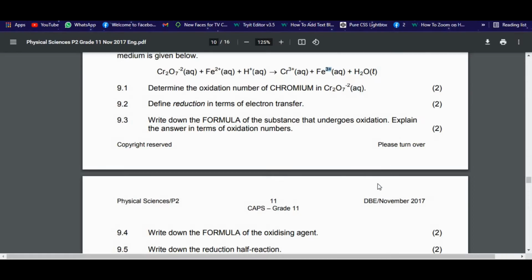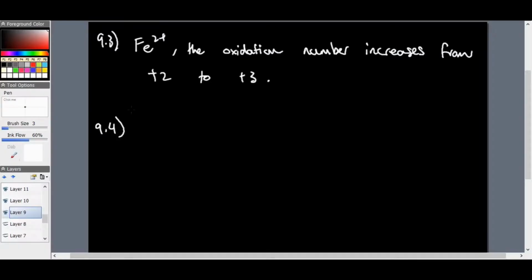This is awesome. All right, 9.4 says write down the formula of the oxidizing agent. Now remember, the oxidizing agent is the substance that got reduced. All right, and the substance that got reduced, well, you can write two answers here. You can write Cr6 plus, which is the charge on chromium, or write down Cr2O7 2 minus, either one of those. I personally just advocate writing down the entire thing, bearing in mind that only the chromium got reduced. Okay, but either or is up to you.